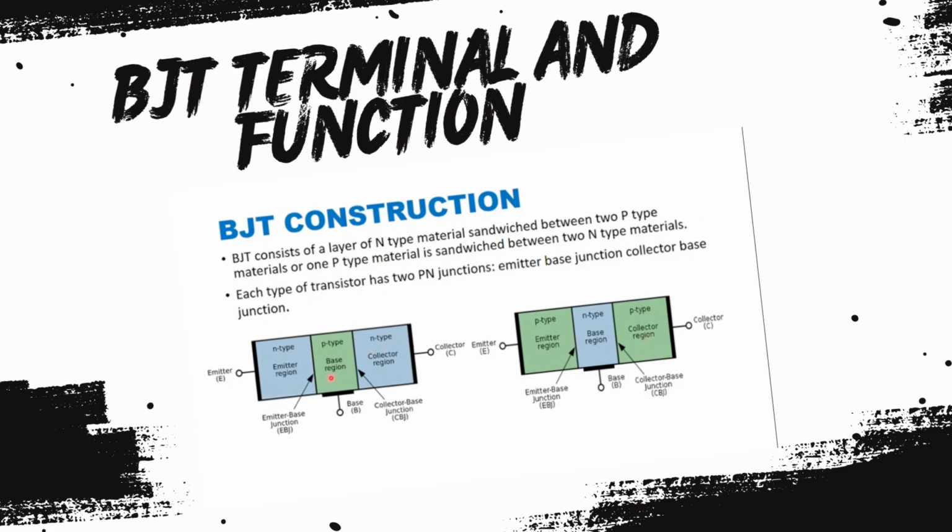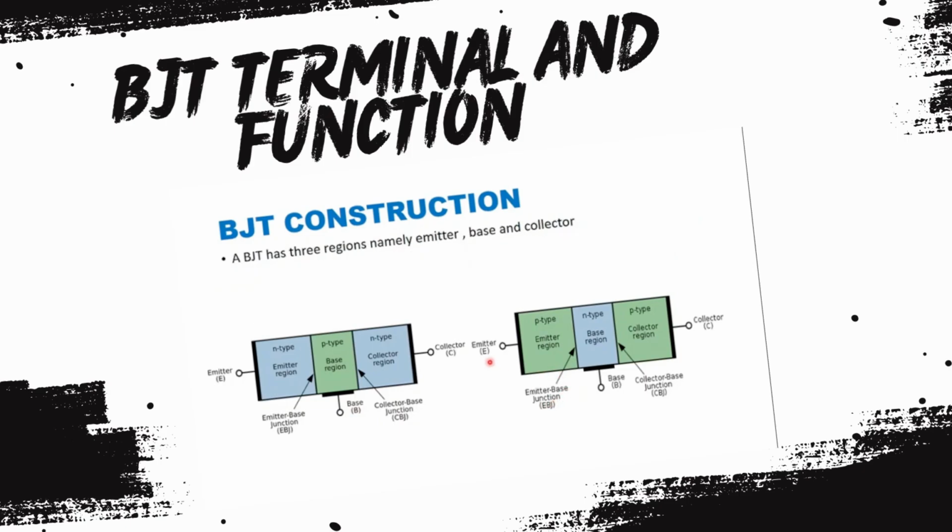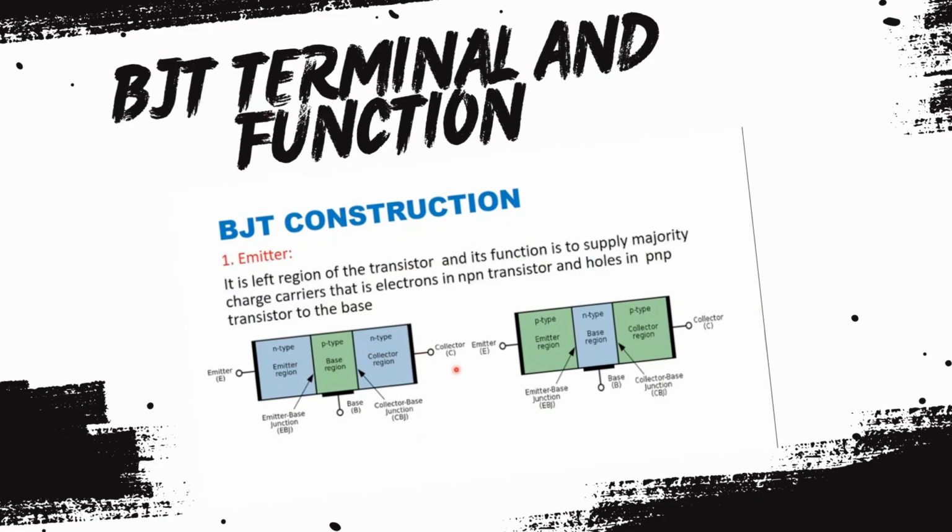As you can see in this diagram, this transistor has two junctions. The junction between emitter and base region is called the emitter base junction, and the junction between base region and collector region is called the collector base junction. Both NPN and PNP transistors have two junctions. As I told, it has three regions: emitter region, base region and collector region. So let us discuss these regions briefly.